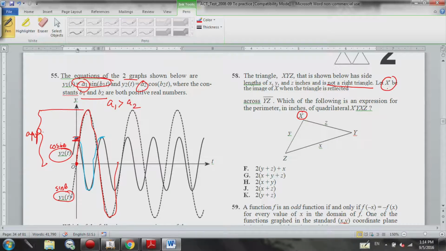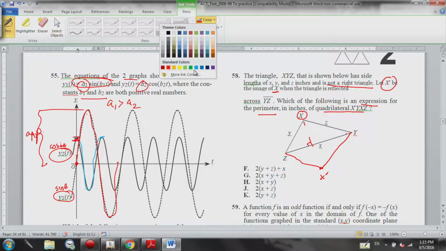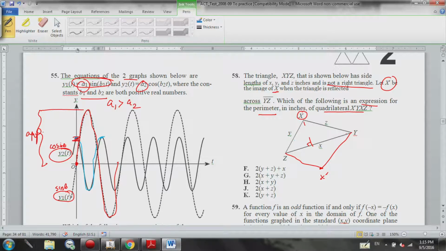Let X prime be the image of X when the triangle is reflected across YZ. So here's YZ. The triangle being reflected means a mirror image across this. If you take a mirror image across this, like this, the X will fall over here, see? So this would be X prime. Which of the following is the expression for the perimeter in inches of the quadrilateral X prime Y X Z? So you have a new quadrilateral here, like this. If you reflect this, this Y will be reflected over here, and Z is reflected over here. So that's what it means to reflect.